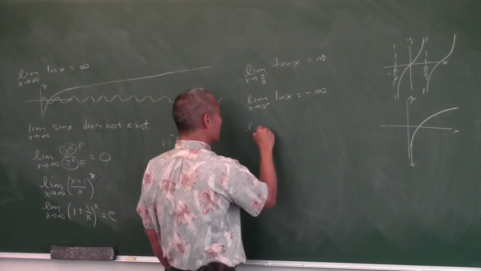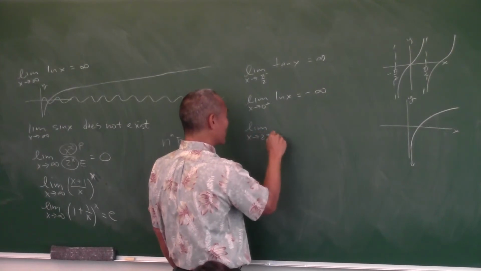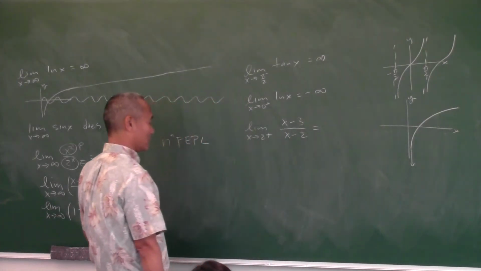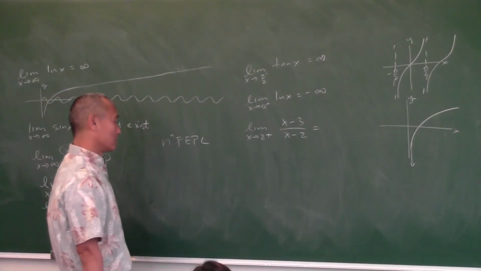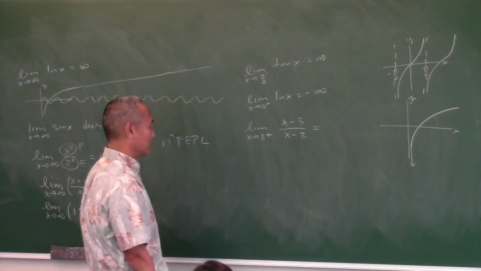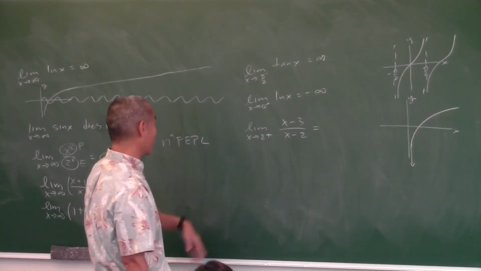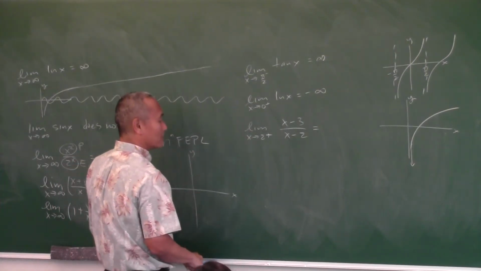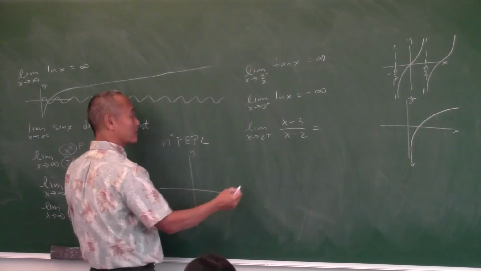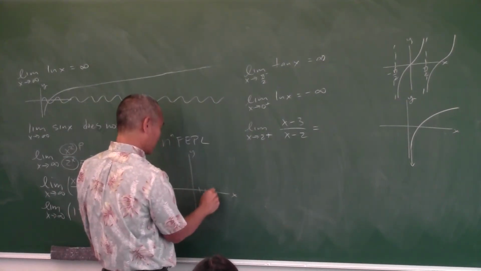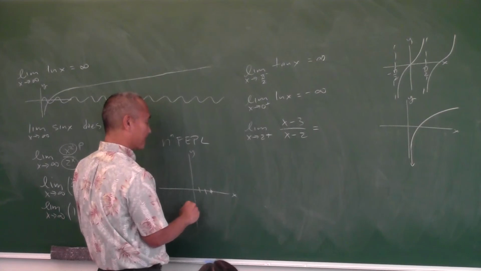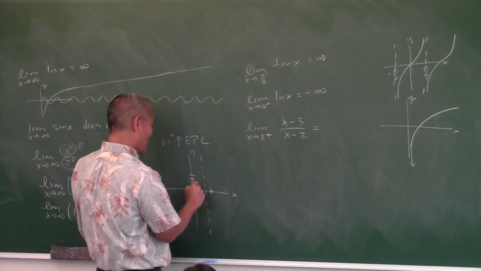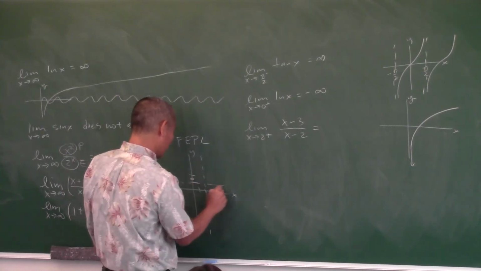Okay, what is the limit as x approaches 2 from the right of x minus 3 over x minus 2? Now, of course, we can draw the graph. You guys remember how to graph rational functions? What were the 4 steps to graphing rational functions? X-intercept: 3. Y-intercept: 3 halves. Vertical asymptote: x equals 2. Horizontal asymptote: y equals 1. So the graph looks like this.